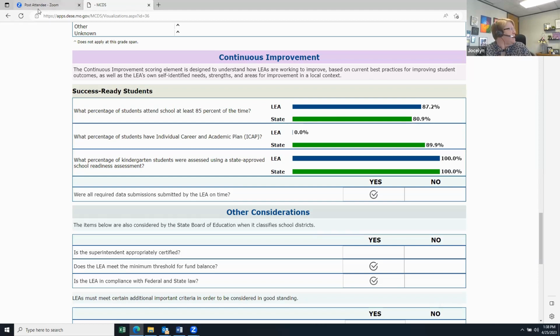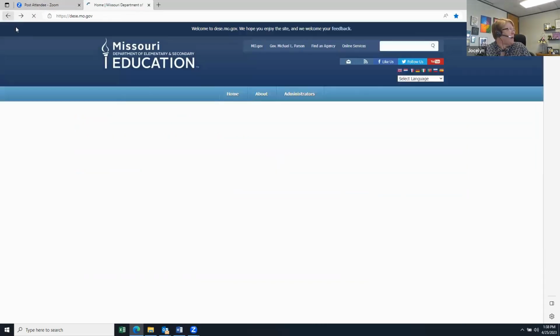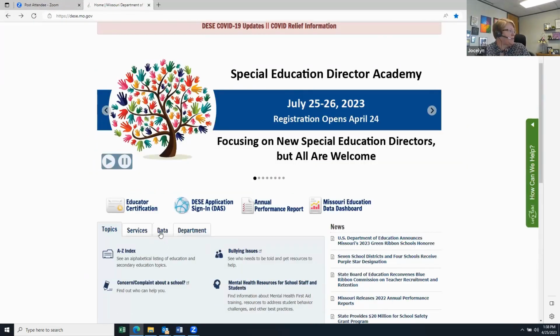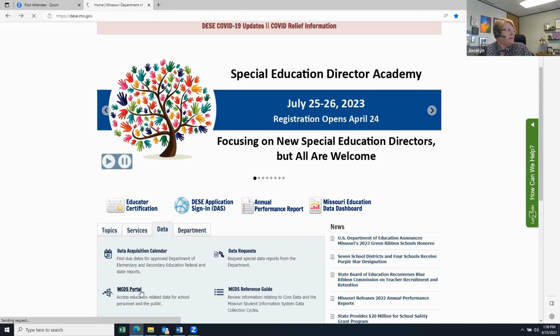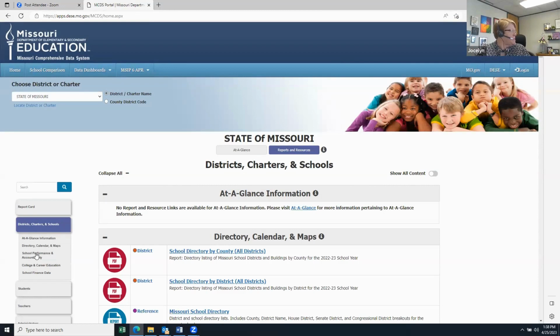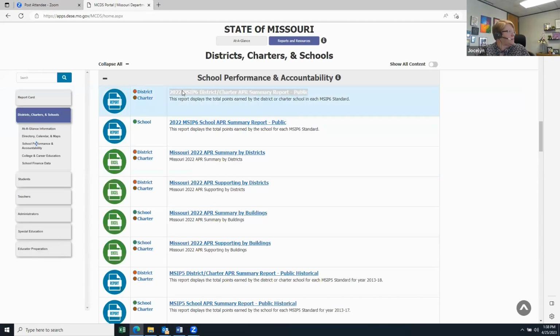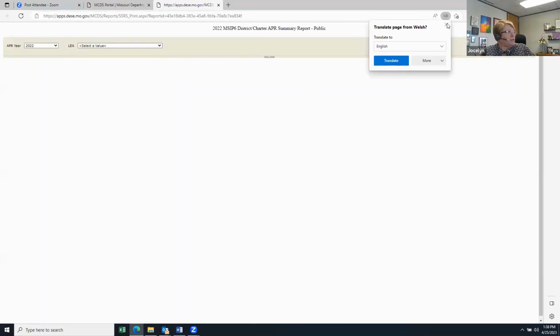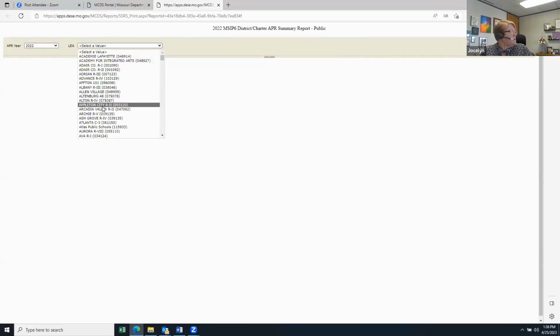If you go back to our homepage and select data and the MCDS portal, you'll see the document you're used to seeing in the portal, and you select reports and resources. Then over on this side, school performance and accountability, and you select this particular version of the report. What you're going to see is, I'm trying to find one that has all grade levels.